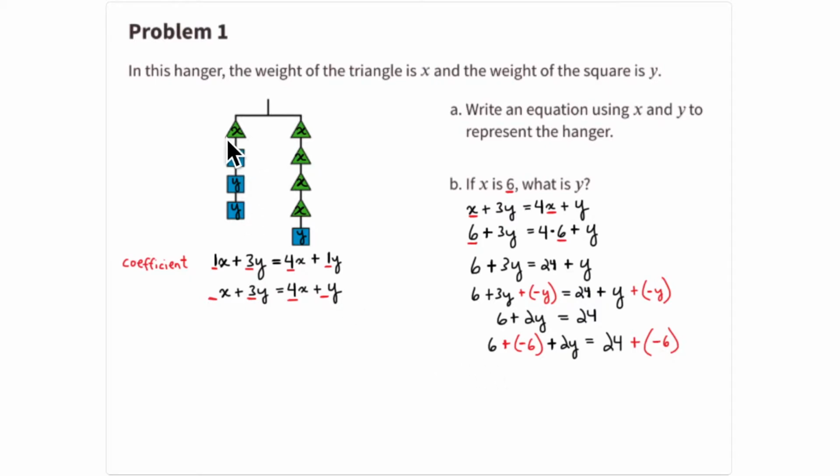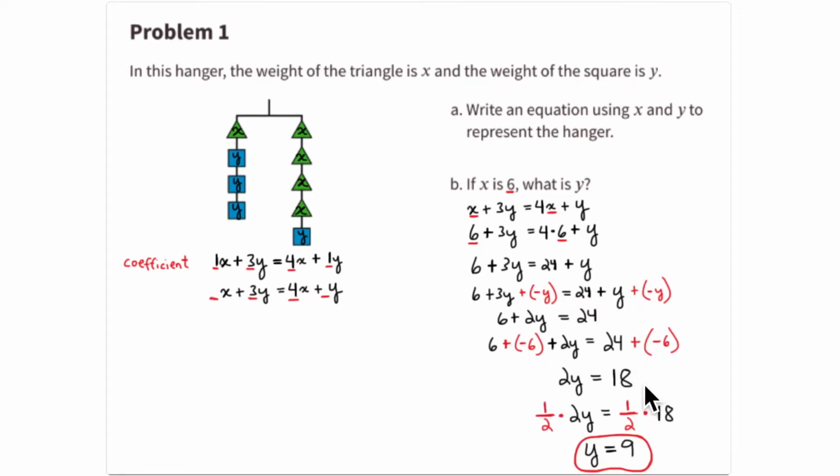So now I want to get rid of that 6 right there by adding negative 6. Well, on the hanger diagram, just cross it out. So that gets crossed out. You cross out one of these, and you're left with 18. 3 times 6 is 18. So 6 plus negative 6, that becomes 0. So you're left with 2y equals 18. 24 plus negative 6 equals 18.